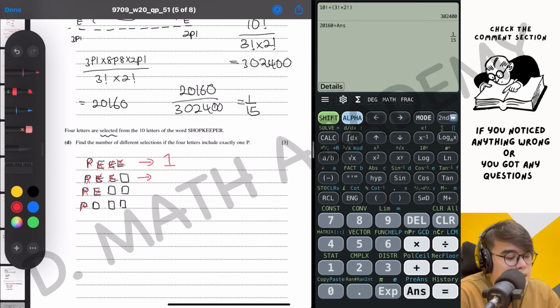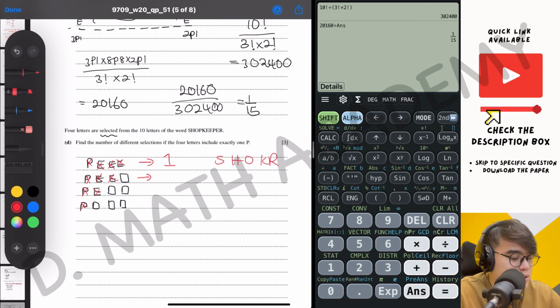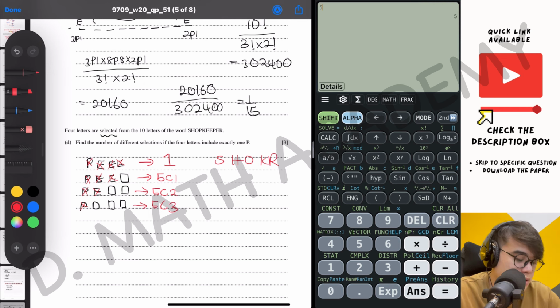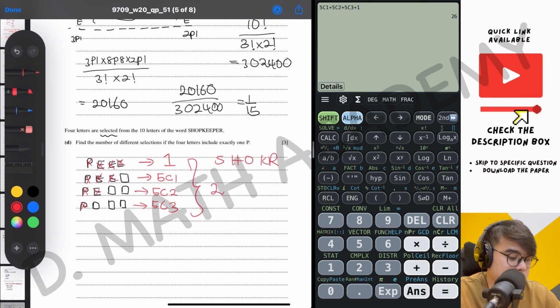As for this, after excluding P and E, you only have how many letters left? S, H, O, K, R. So the rest of the letters will include S, H, O, K, and R. So 5 of them, you just choose 1. 5 of them you choose 2, and 5 of them you choose 3. So let's run the calculation. So in total, there will be 26 different selections.